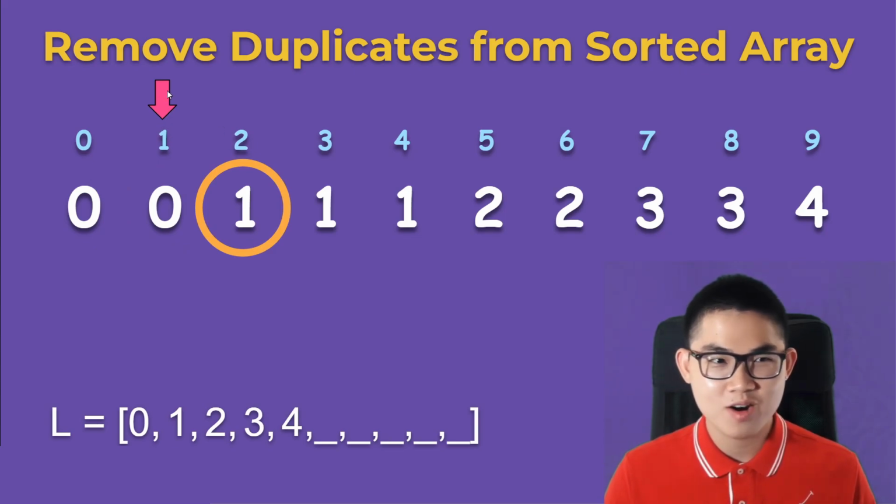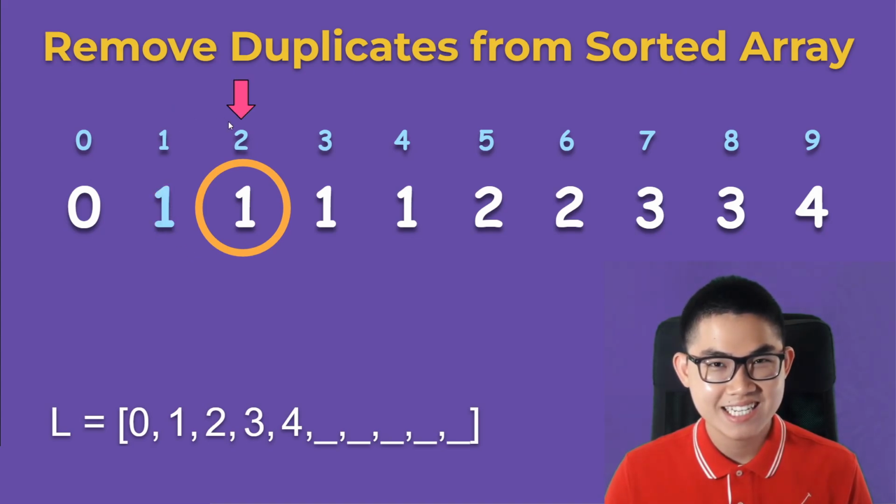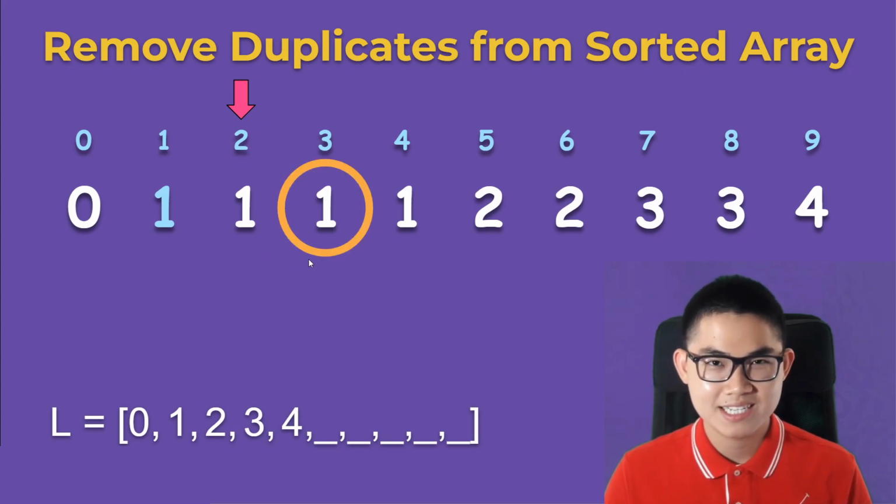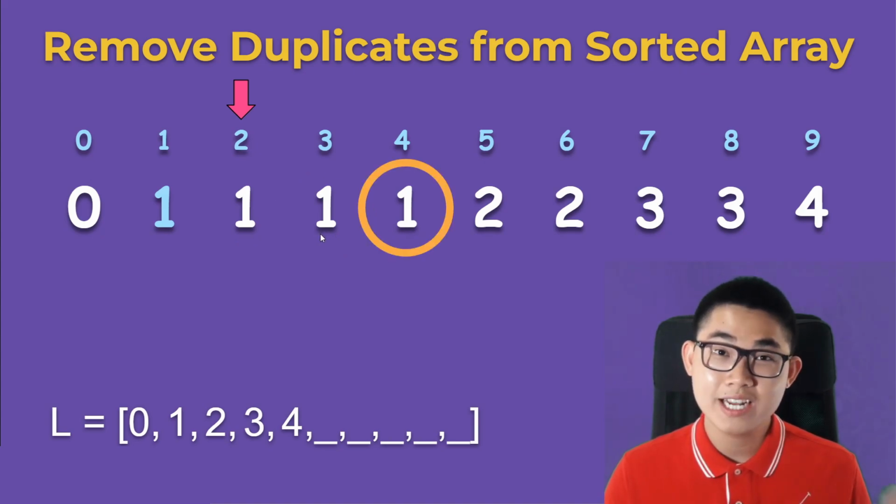Now don't worry about the arrow, just leave the arrow there. We move to this element, and we look to the left. 0 is different from 1. So we change the 0 to the 1. And then we move the arrow to the right, and then we go to the next element. We're going to look to the left. They are the same number, so we don't do anything here. We just go to the next element and look to the left.